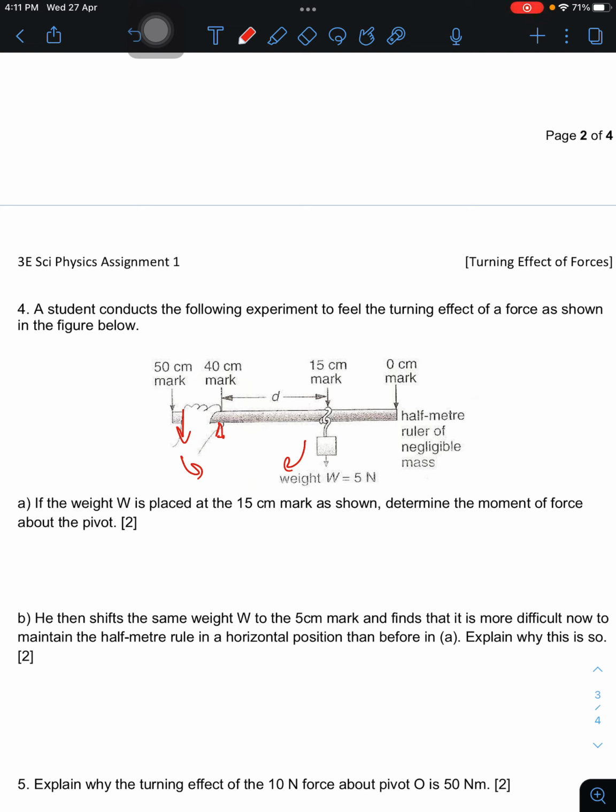So A, they say the weight W is placed at the 15 cm mark as shown. Determine the moment of the force about the pivot. So moment equals to what? Force times distance. The distance is not 15. This is the most common mistake that we see from the students. They said it's the 15 cm mark. They did not say it's 15 cm from the pivot. So we need 40 minus 15. What is that? It's 25, right? So 5 times 25, I get 125 Newton cm. What is the moment direction? Clockwise moment.